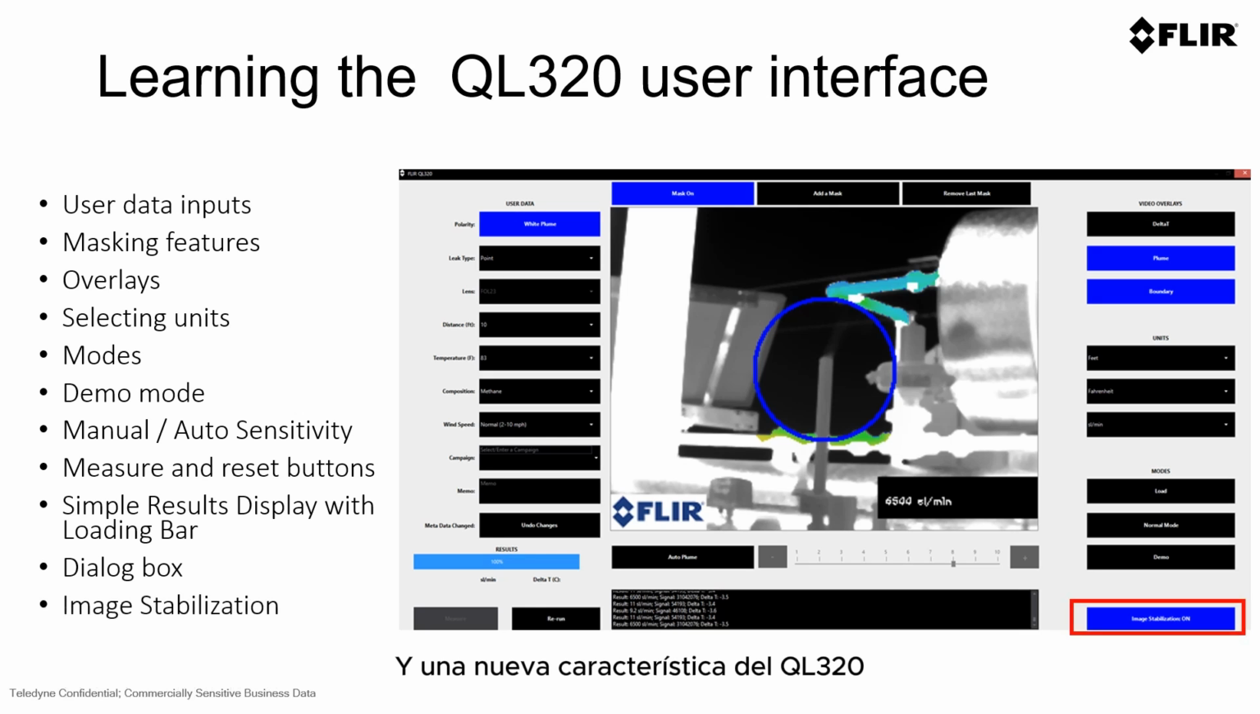And a new feature in the QL320 is the image stabilization feature. This is if you're using a FLIR OGI camera and you want to quantify an emission in which you were not able to use a tripod, but you could keep the camera very steady and be able to analyze an image that has slight movement.